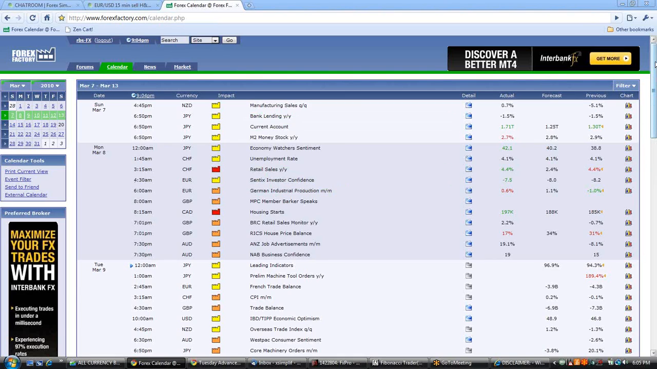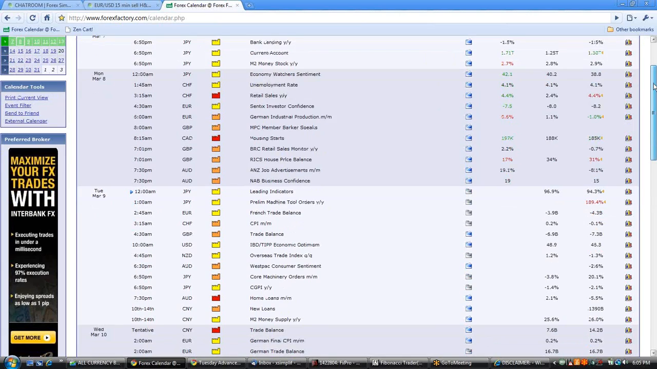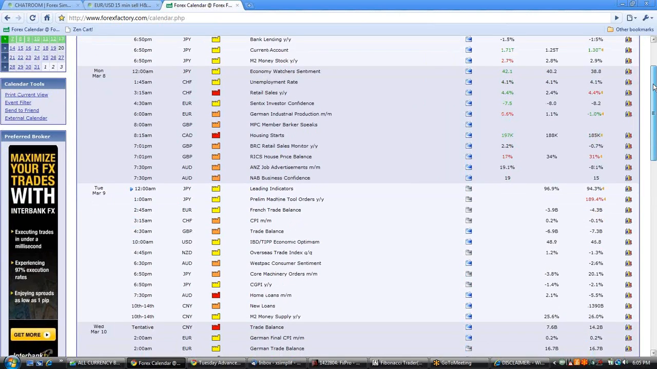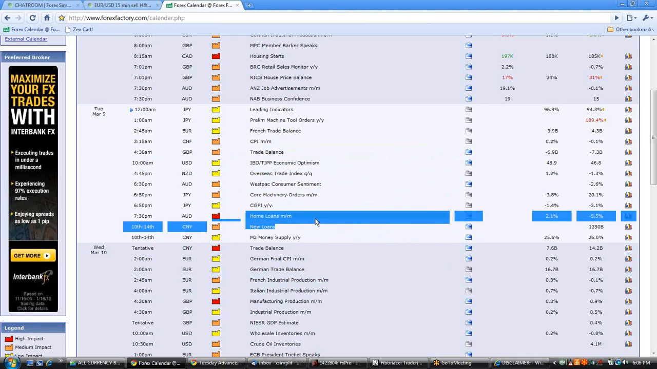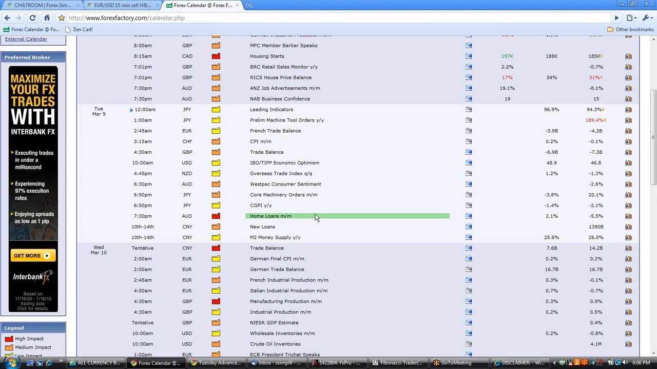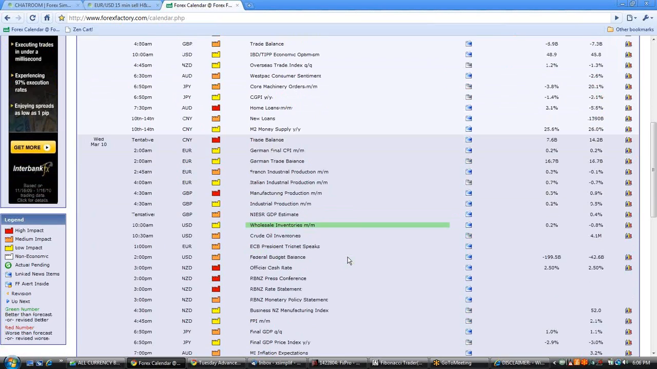It looks like it's going to be a very slow week. Not too much going on. Tomorrow we have the UK's trade balance in the morning. Not much over the US session, and the home loans in Australia in the afternoon. Then Wednesday morning, manufacturing production for UK. Again, not much.